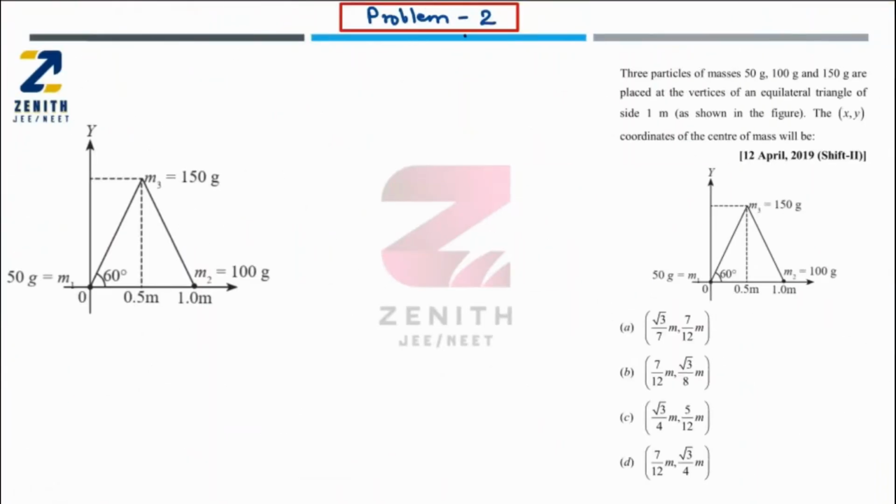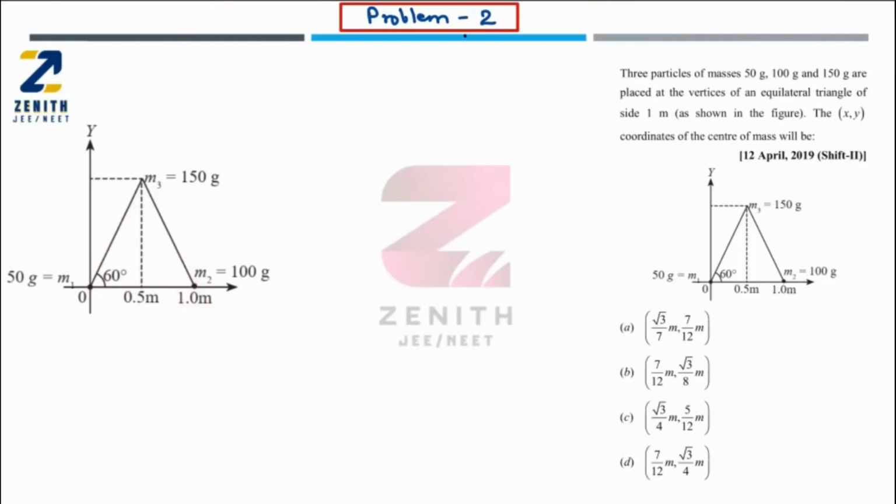Instead of giving two masses, now they have given that these masses are located in some particular shape. That means three masses of 50 grams, 100 grams and 150 grams are placed at the vertices of an equilateral triangle whose side is 1 meter. The xy coordinate of the center of mass you have to calculate. So this is basically an equilateral triangle. That means all the sides are equal and these point masses m1, m2, m3 are located, with 50 grams at the origin. And what is this coordinate?